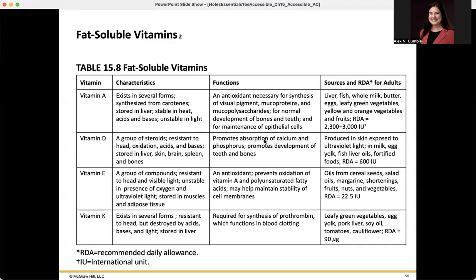Vitamin D helps us absorb calcium, right? Makes your bones strong, helps with the development of your teeth and bones. Vitamin E, okay, is an antioxidant. It prevents oxidation of vitamin A, okay, which helps keep the stability of cell membranes, okay? This can prevent free radicals in your body. And vitamin K helps us with blood clotting.